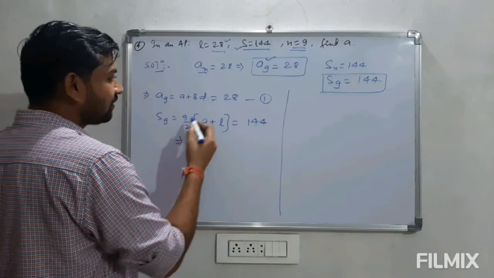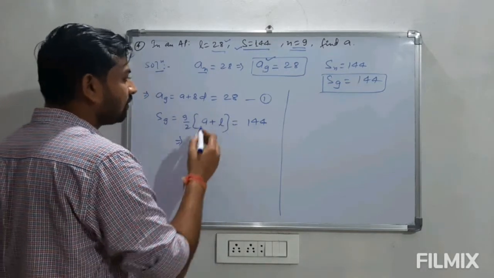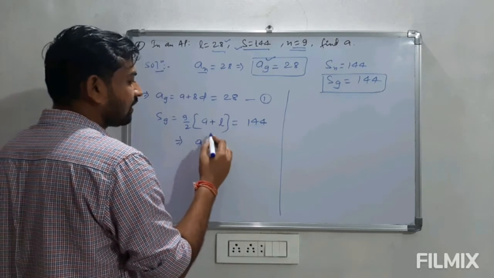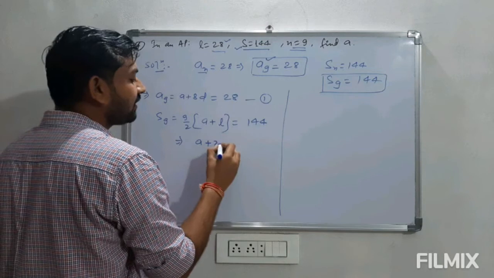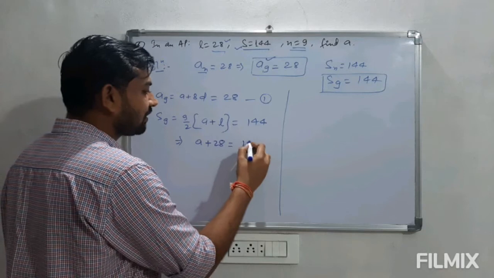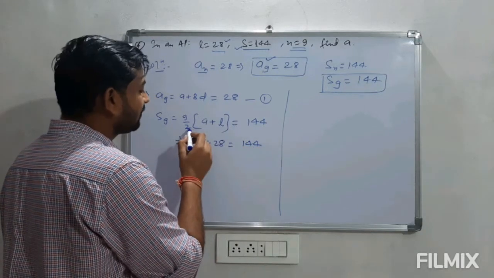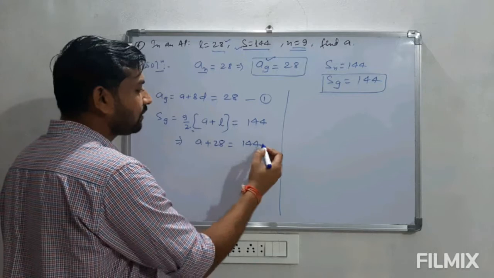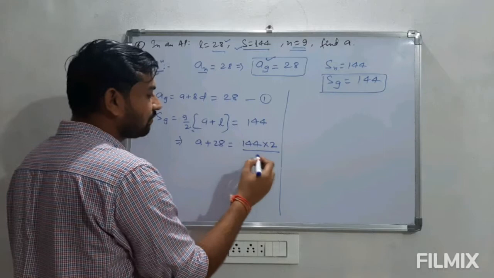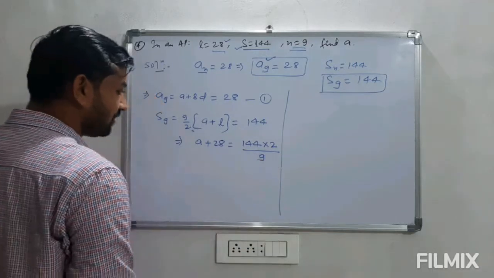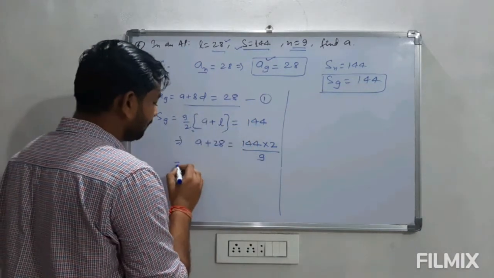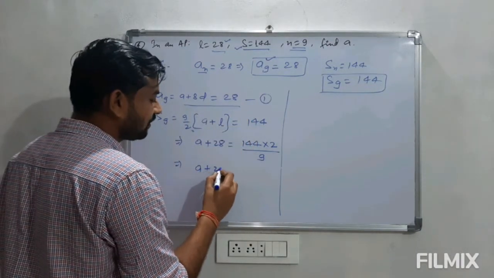Now from here we can write 9 by 2 into A plus L. L is 28 here, so we are writing like this. Fine. Now we can write 144. If we look at this, 2 is in the denominator. If we bring it to the RHS, it gets multiplied, and if we bring 9, it will come in the denominator. So from this relation we are getting the value of A plus 28.